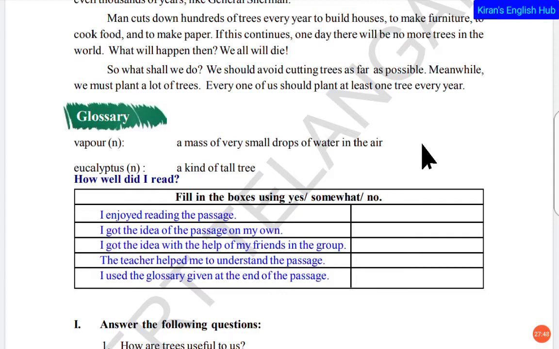Whatever grammar is there in this lesson will be made into a separate video. All this 50 unit grammar part will be in a separate video, and that video will be posted on YouTube and placed in the playlist of 6th class English grammar. So you can check it out there.